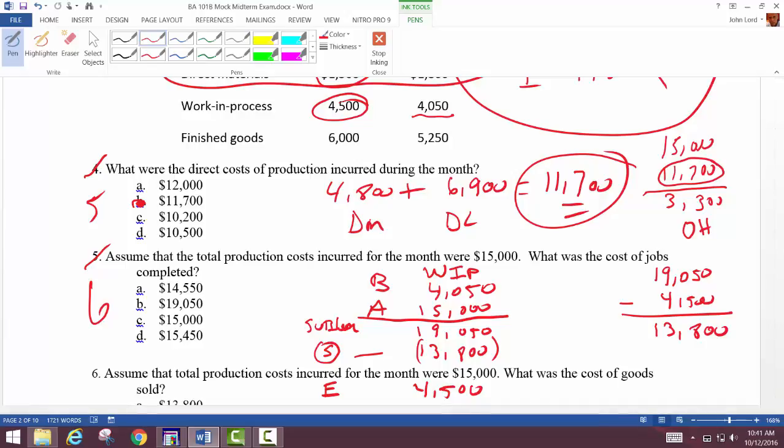19,050 minus 4,500 is 14,550. How much? 14,550. Yeah. Sorry. I think I was looking at the previous one. 14,550, you say? So that means the answer here is what, A? Okay. Question? Okay, good.